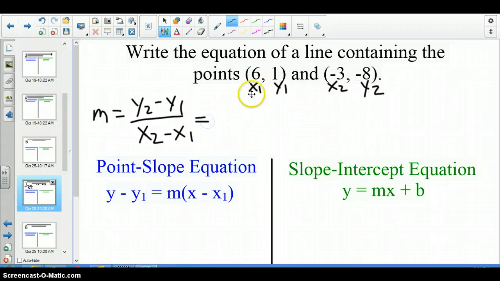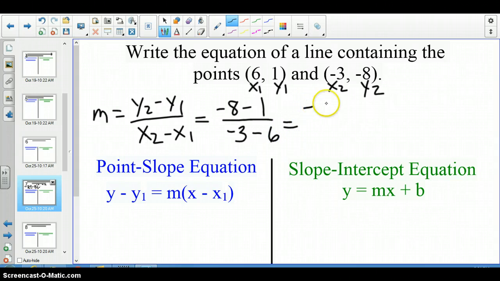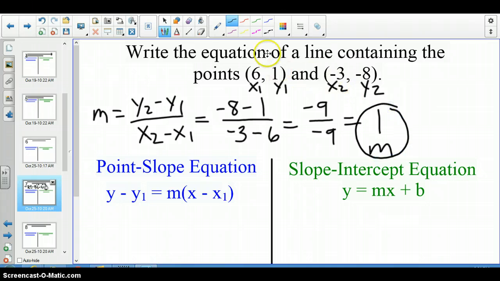Now plug those numbers in to find your slope. So y2 is negative 8 minus 1 for y1, all over x2 is negative 3 minus x1 is 6. So negative 9 over negative 9. This can be simplified. 2 negatives make a positive. 9 over 9 simplifies to 1. So here's my slope. I'm going to circle that because I'm going to use that.